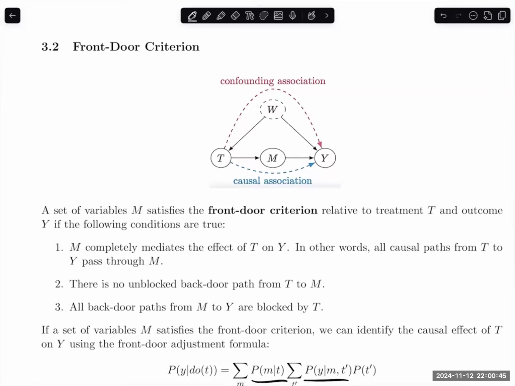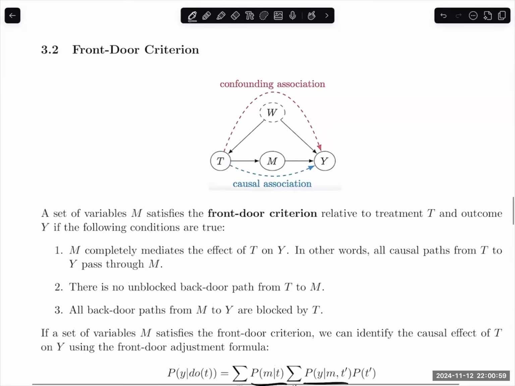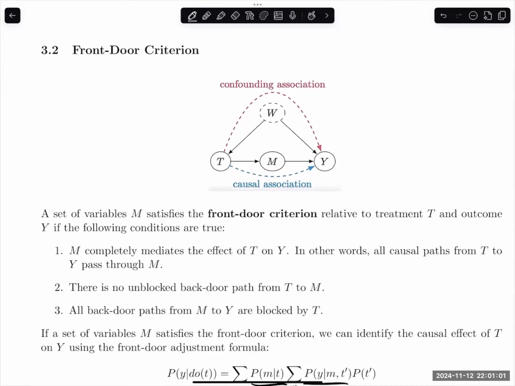And the diagram also shows another variable W, which is a potential confounding variable, and it affects both the treatment and the outcome. However, by adjusting for the mediator M, we can isolate these confounding effects, which ensures that we can actually assess the causal effect from T to Y.